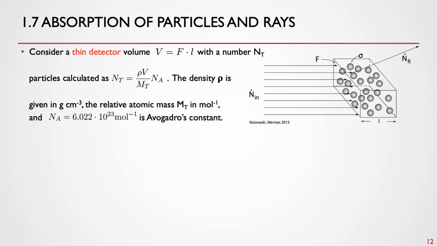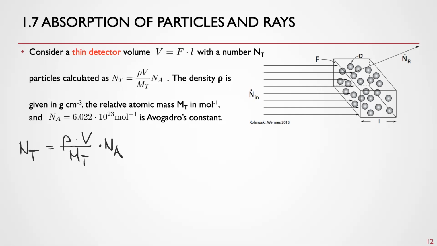Maybe I try to write here. The particle, let me give you an example of this. I'm trying to annotate. I've tested it before, it should work. The number of target particles is the density times the volume divided by the molar mass times Avogadro's constant.